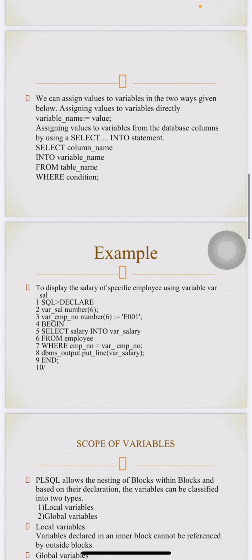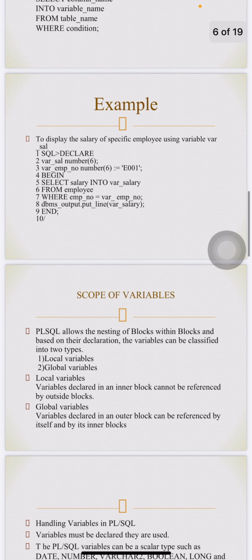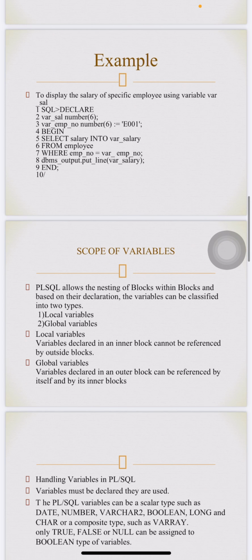So this is the example of the scope of a variable. PL/SQL allows nesting of blocks within blocks, and based on their declaration, variables can be classified into two types: local variables and global variables. Local variables declared in an inner block cannot be referenced by the outer block, and global variables declared in the outer block can be referenced by the block itself and by its inner blocks.